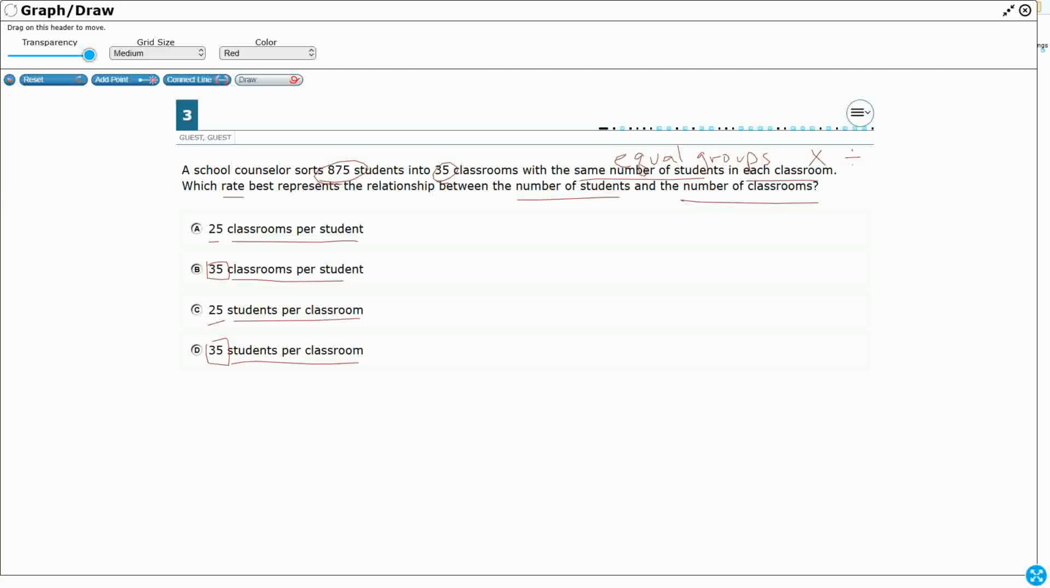Well, what do they want? Well, they give us right here the answer. The relationship between the number of students and classrooms. So we can write that as a rate. Students per classroom. All right, so that is a rate that we can find. How many students do we have per classroom? And even just with that, we can now eliminate some answer choices.